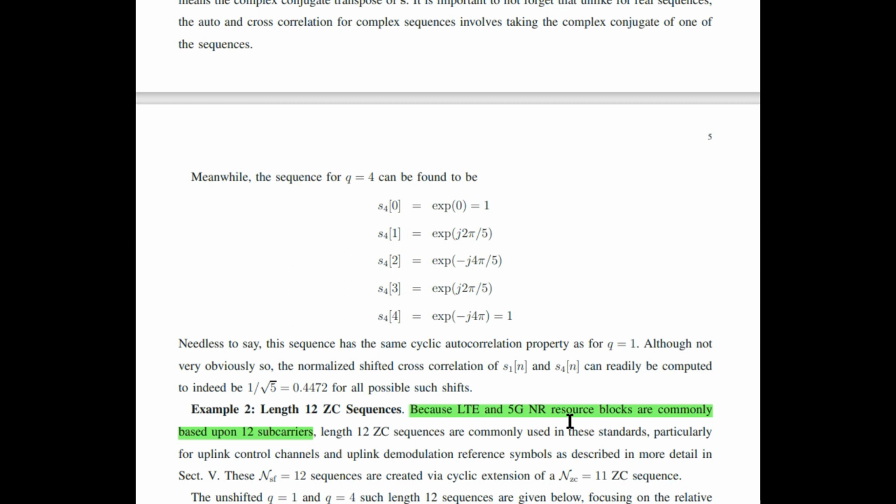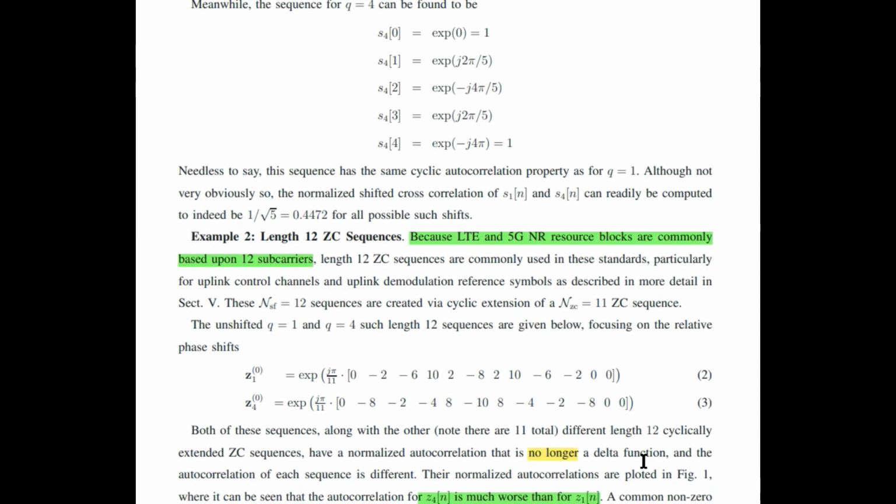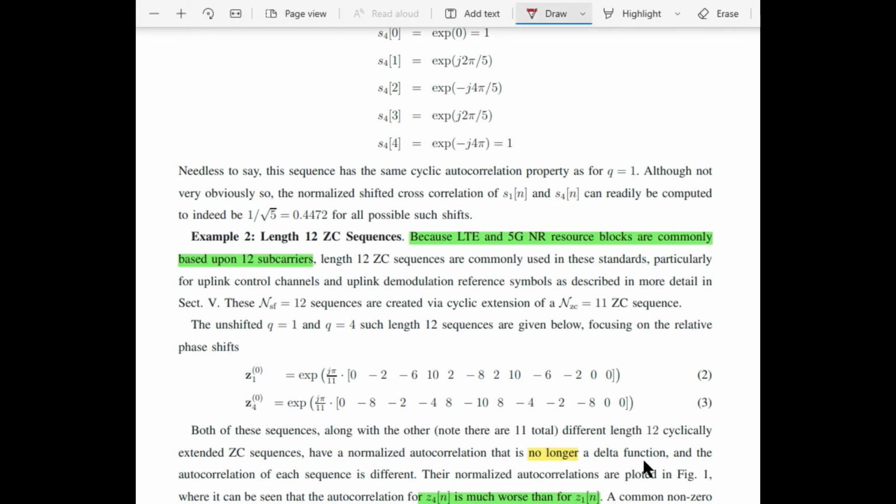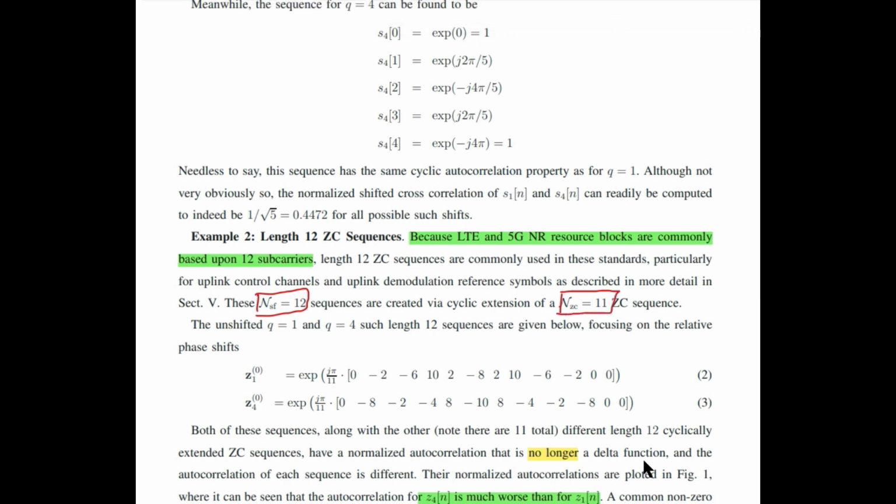If we consider an even length, then what do we go for? Suppose we take a length 12. Okay, length 12, that means N_SF is equal to 12. So we can simply consider the largest prime less than 12, which is 11. So N_ZC is equal to 11. So exponential 2 pi by 11 into 0, because 0 modulo 11, 1 2 3 4 5 6 7 8 9 10, 11 modulo 11 means 0, right?